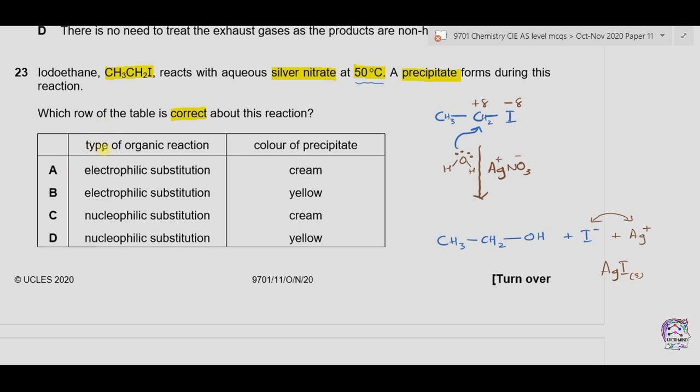Let's move towards the options. The type of organic reaction was substitution and OH was acting as a nucleophile, so this is a nucleophilic substitution reaction. So it could be C or D. Second is the color of the precipitate. As silver iodide is formed, which is yellow in color, the color of the precipitate will be yellow. The correct option is therefore D.